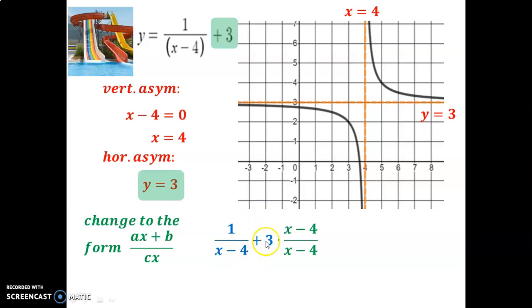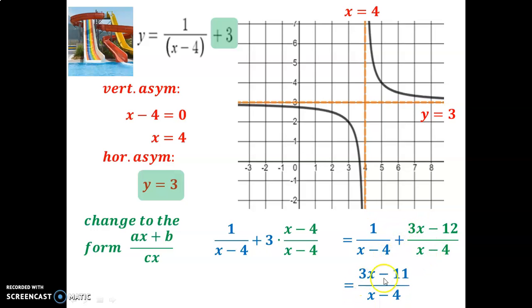Okay, in this case, we have our original. We're trying to make a common denominator again, so we multiply this 3 here by x minus 4 over x minus 4, which is just 1. Okay, when you multiply that, you get this, 3x minus 12 for the second part, and then now they have a common denominator, so now you can combine the numerators to get 3x minus 11, because this is like 3x minus 12 plus 1. So now again, if you graph this one or this one, it would give you the same exact graph.